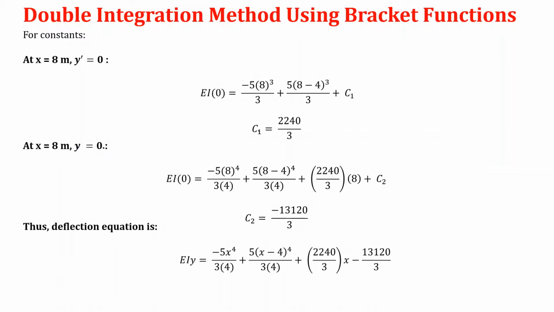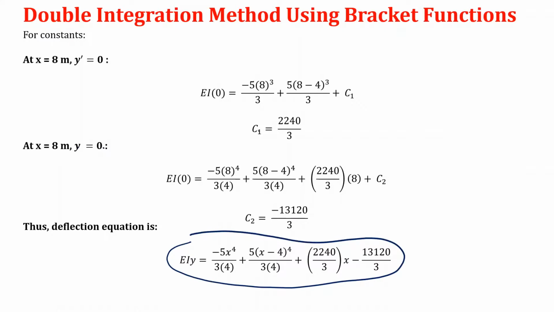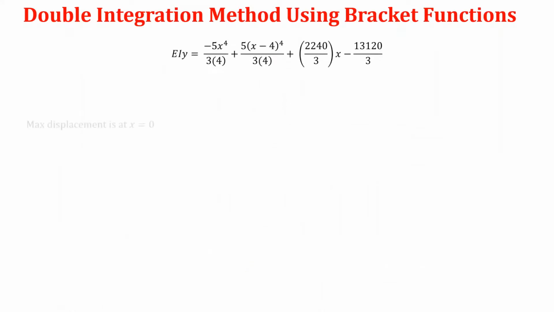EIY is equal to negative 5x to the 4th over 3 times 4 plus 5 times x minus 4 over 3 times 4. And then C1 ni siya ha, and then C2 pa ni siya. Okay na? So, ang pangutana, what is the maximum displacement?